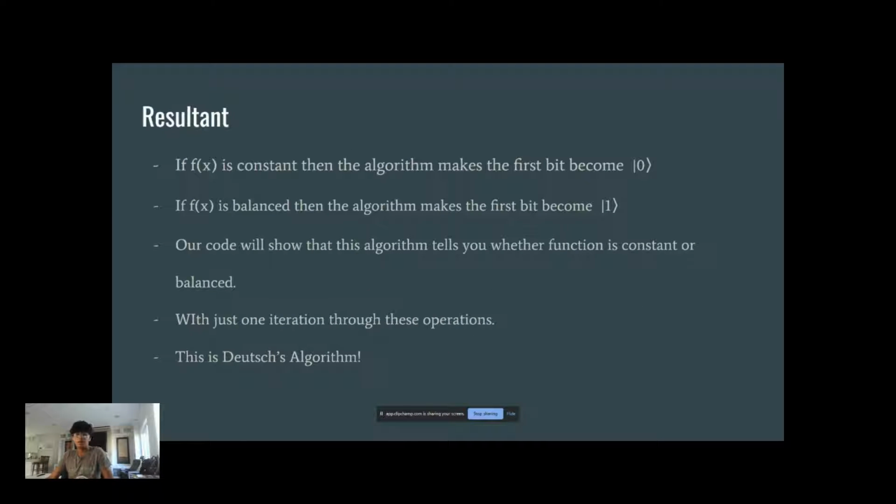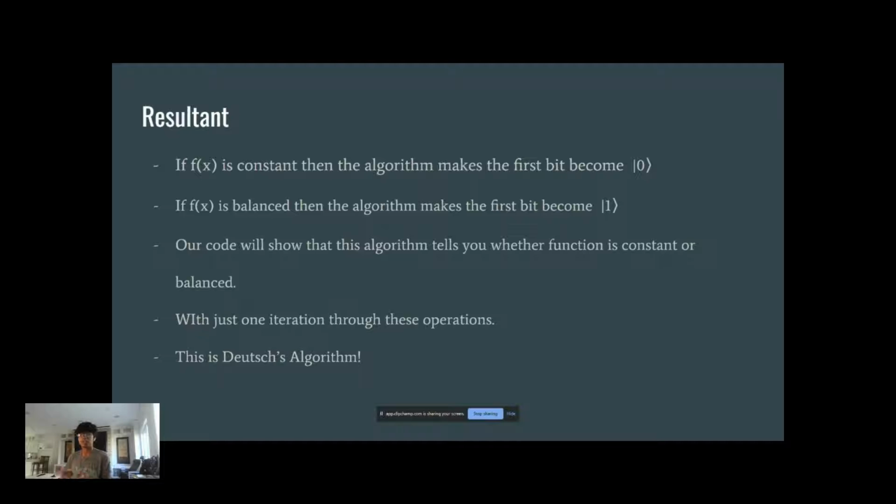All right, now the resultant. This shows that if f(x) is constant, then the algorithm makes the first bit become 0. And if f(x) is balanced, then the algorithm makes the first bit become 1. So we would have shown that this algorithm tells you whether the function is constant or balanced with just one iteration through these operations, which is what we'll be showing in our Python activity.